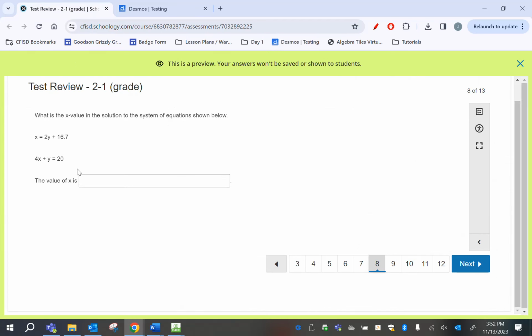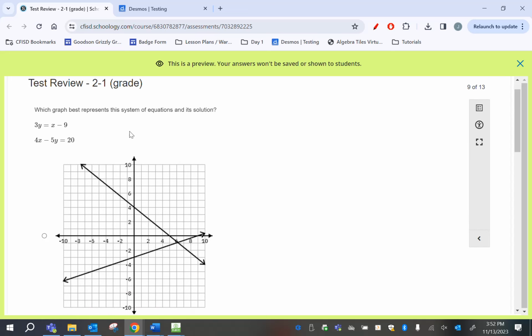And then once you've found your solution, be careful what it's asking for. It's specifically asking for the value of x here. So make sure that that's what you answer. Just the value, just the number that x is equal to on the solution.